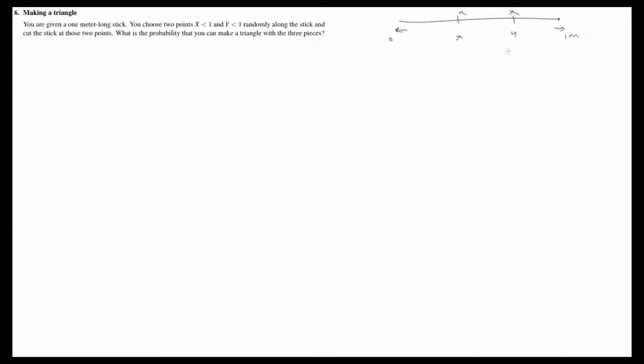So first let's look at this in terms of cases. What if x is less than y? We can say less than or equal to, but since any point is chosen randomly from 0 to 1, we have an infinite number of points. The probability of x being equal to y is going to be 0, so we can put less than.